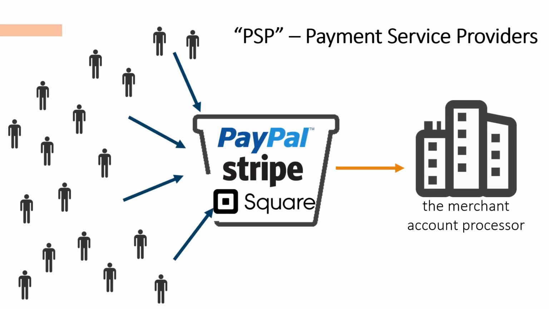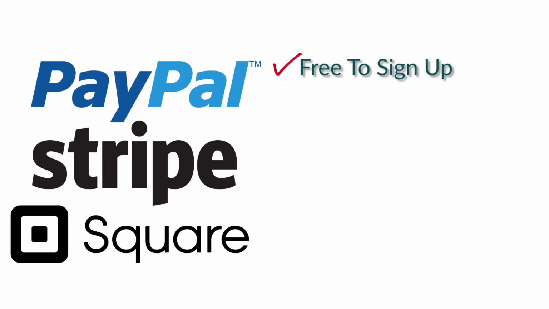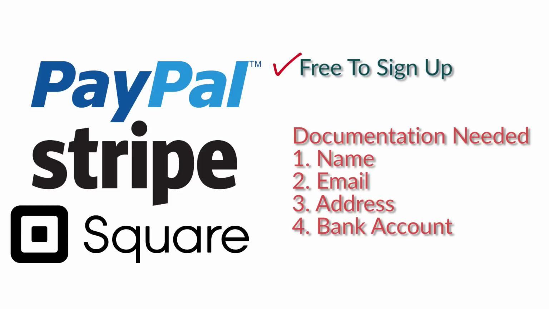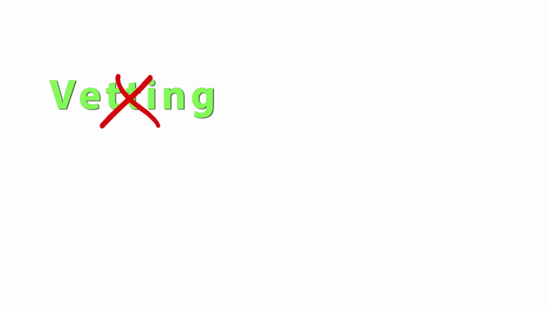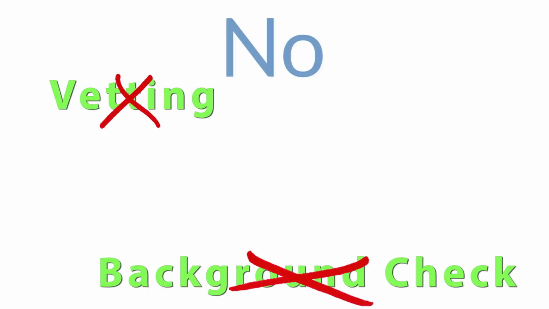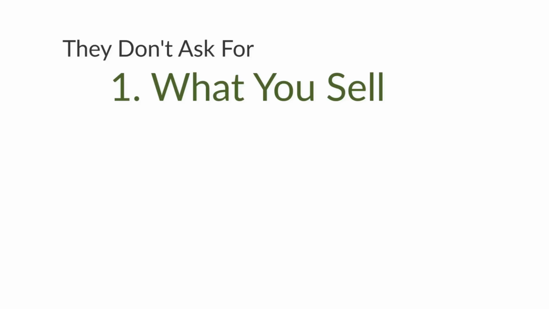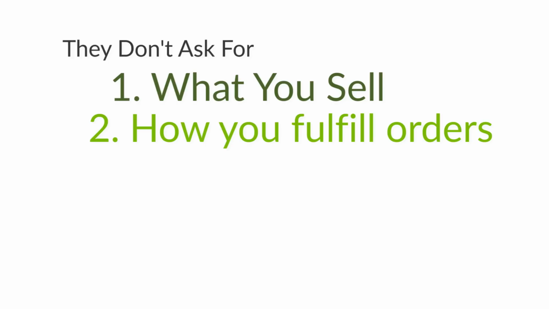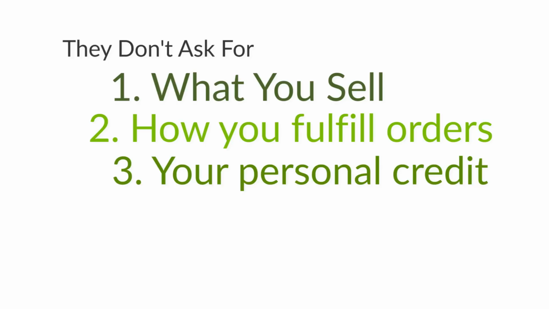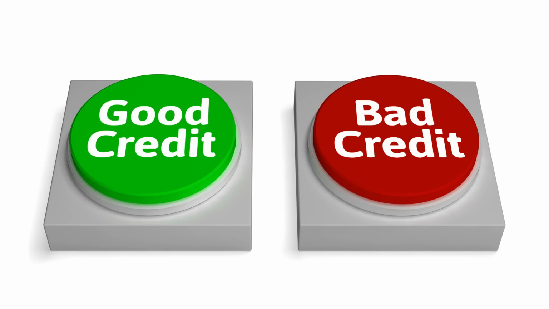So the aggregator model is very popular because it's simple and easy to set up, and it's an instant solution for you, the business owner, the user. All three payment service providers are free to sign up, PayPal, Stripe, and Square, that is, and there's minimal documentation that's required to activate your account. There's no vetting process or background checks, and therefore no formal approval process. They don't know what your business is selling, how or if you fulfill product orders directly or if you send them through a third party, and they don't have any idea of your personal credit or business history of taking credit card payments.